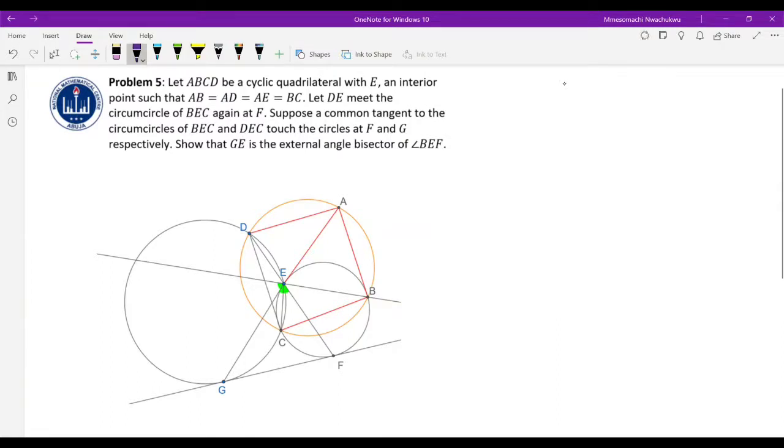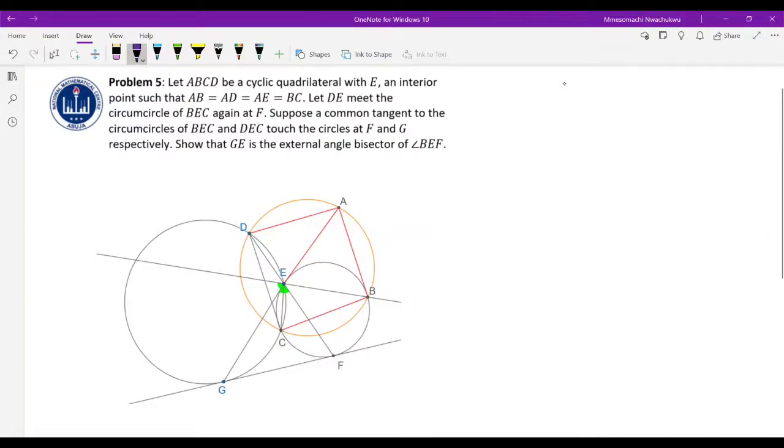So we're looking at problem 5, which I think was one of the most interesting problems in the second round from the just concluded second round of the Nigerian Mathematics Olympiad. So let's dive straight into the question.